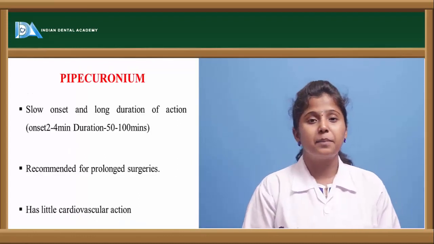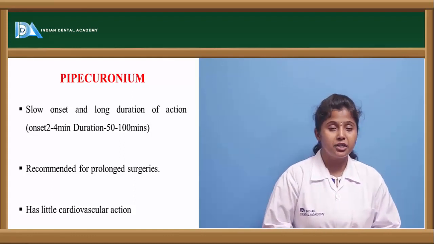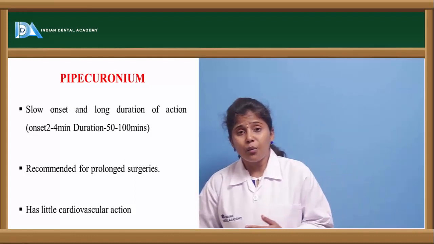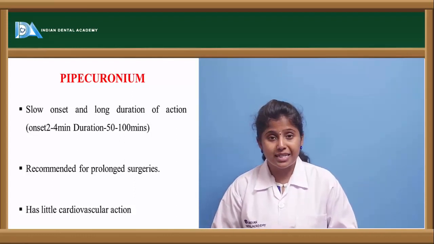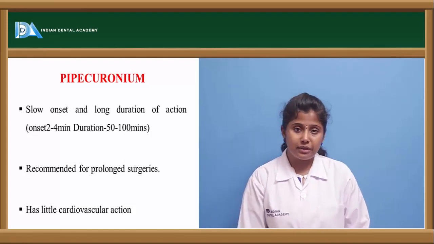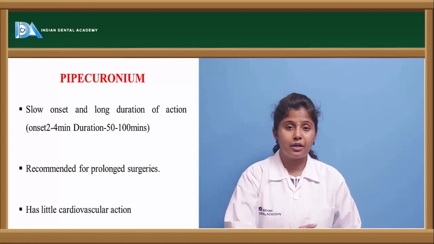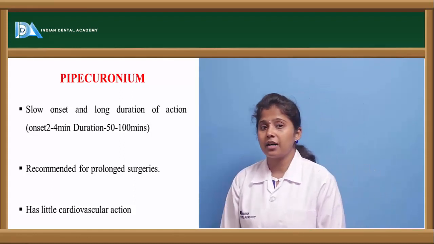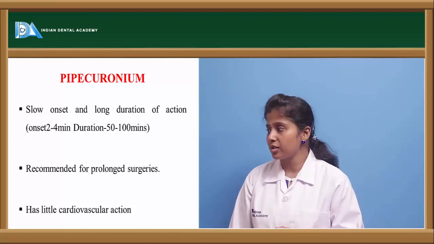The other drug is pipecuronium. Pipecuronium has a longer duration of action, and the onset of action of the drug is also very slow. Once it is administered into the body, it takes some time to show its action. Once it shows its action, the action will stay for a longer period of time, about 50 to 100 minutes, and it is recommended for prolonged surgery. In long surgeries, in order to relax the skeletal muscle tone, this drug is given, and it has very little action on the cardiovascular system.